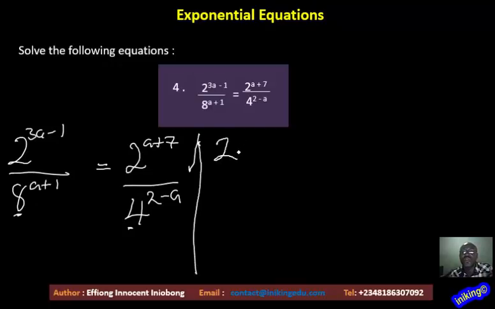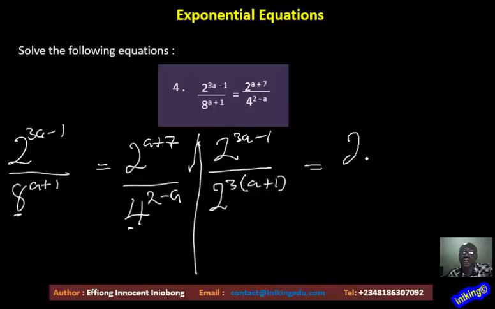rewrite this as 2 raised to the power 3a minus 1 divided by 8, which is 2 raised to the power 3. Then remember we have a plus 1 there already, so keep it there. Equal to 2 raised to the power a plus 7 all divided by 2 raised to the power 3, 2 raised to the power 2 minus a.